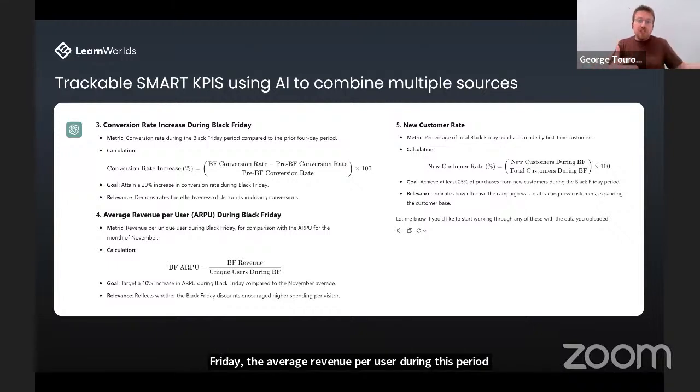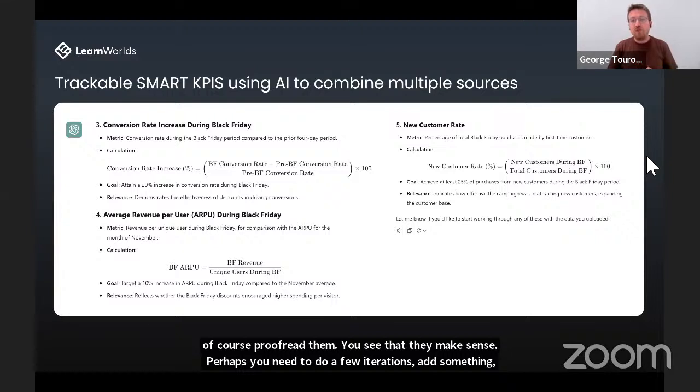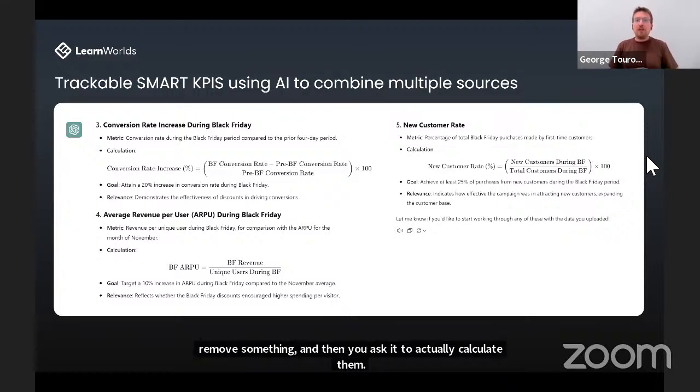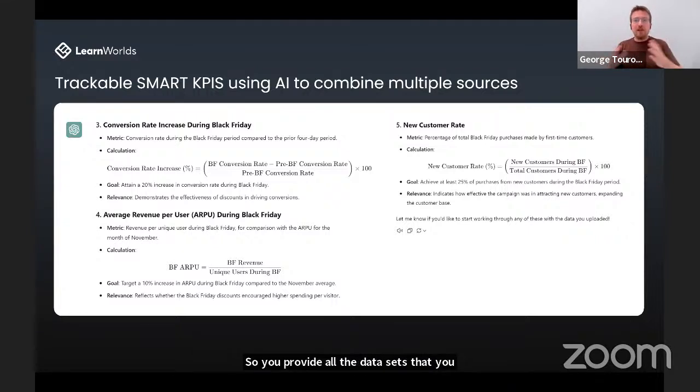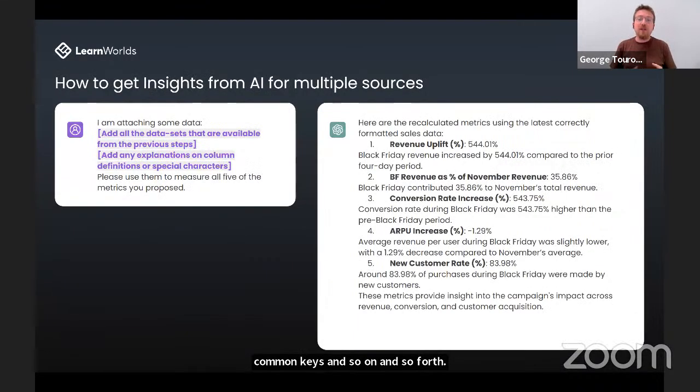So now that ChatGPT has proposed some KPIs, you of course proofread them. You see that they make sense. Perhaps you need to do a few iterations, add something, remove something, and then you ask it to actually calculate them. So you provide all the data sets that you have available. You help it combine the data sets by giving the common keys and so on. And in the next slide, you see the results.